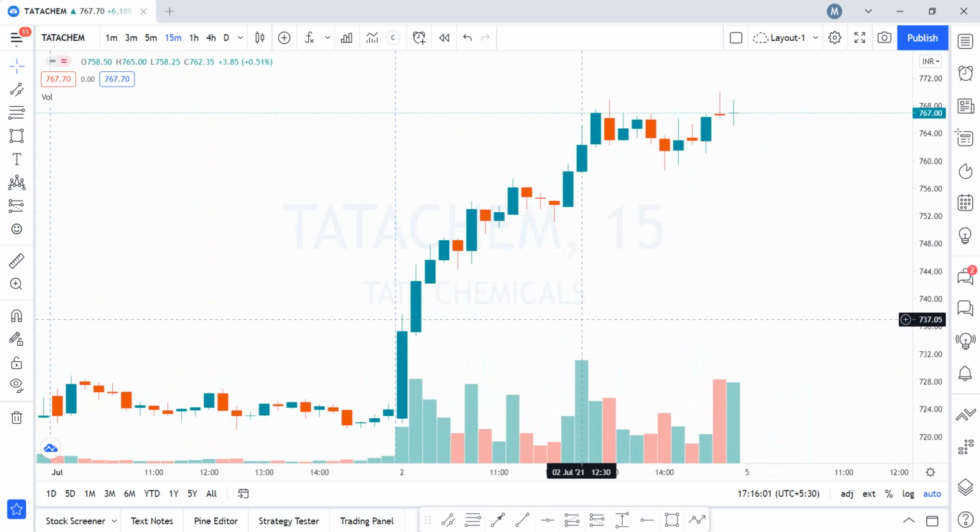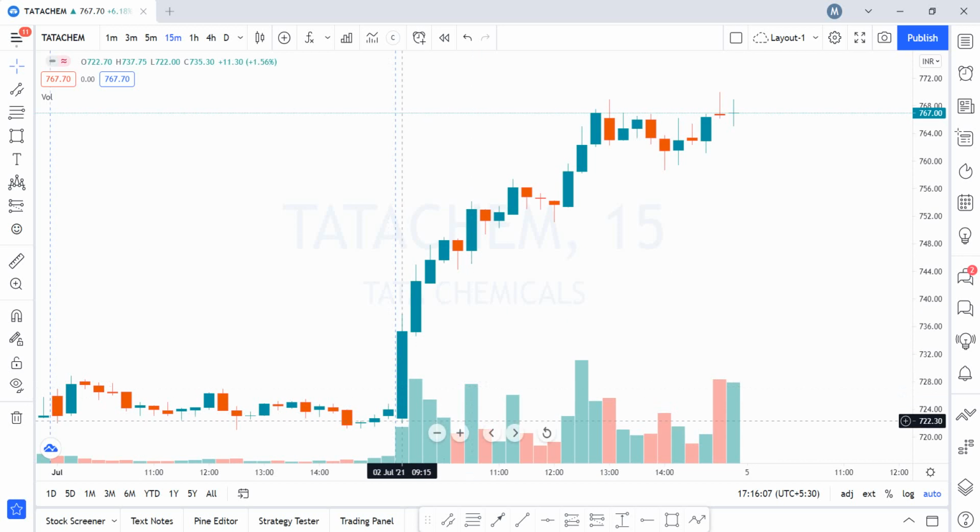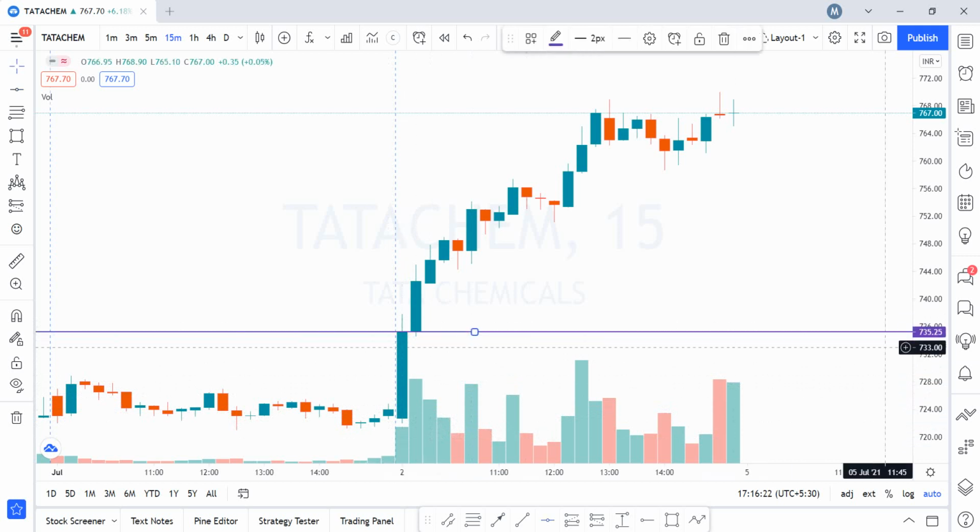Where should I enter into the stock for a long trade? It is very simple: you let this first 15-minute candle close, because we will be running the screener around 9:30 or after 9:30, so this candle will already be closed by that time. Just take the closing price of this candle, which comes to 735.25. This is my entry level.